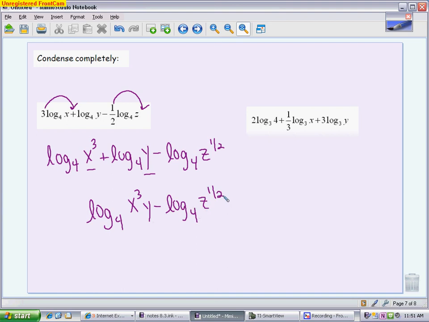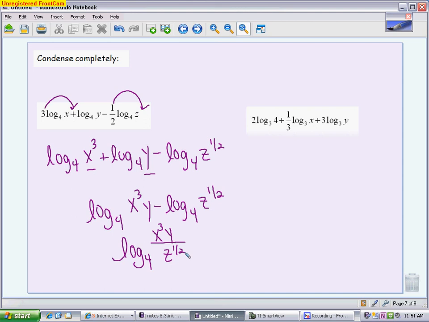And then finally, I want to write it as a single logarithm with division because it's being subtracted. So your final answer is log base 4 of x cubed y over z to the half, or the square root of z. When you're done with your condensing, you should only have log written once. You have one log, and then you just need to figure out where everything else belongs.